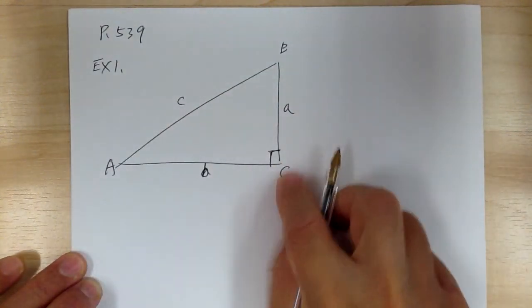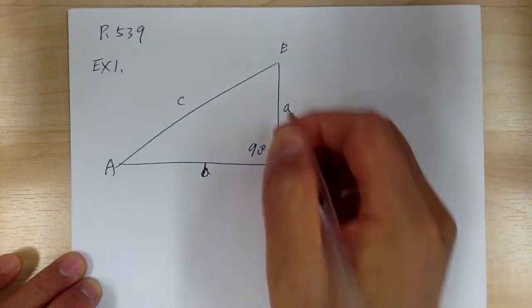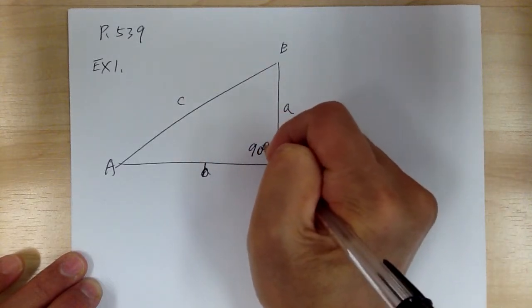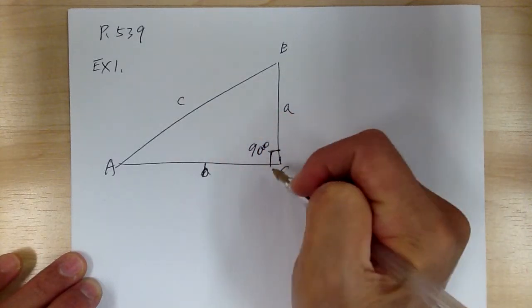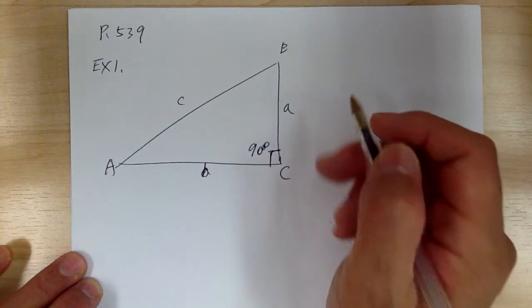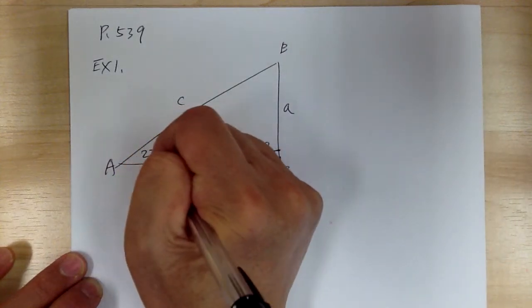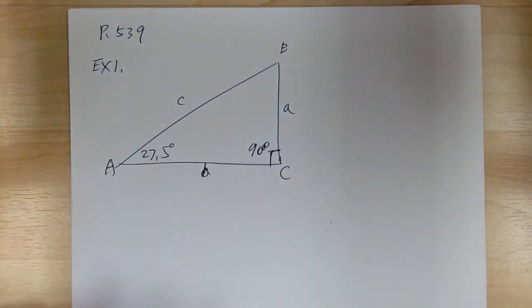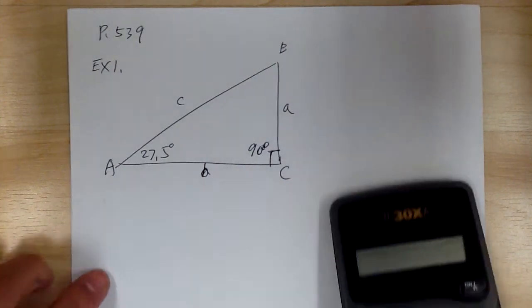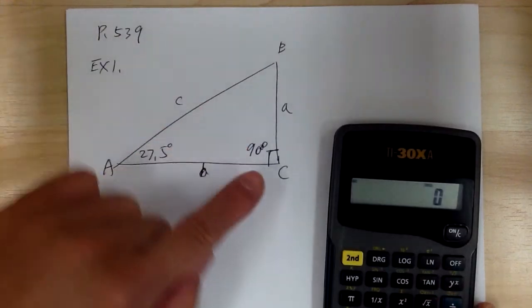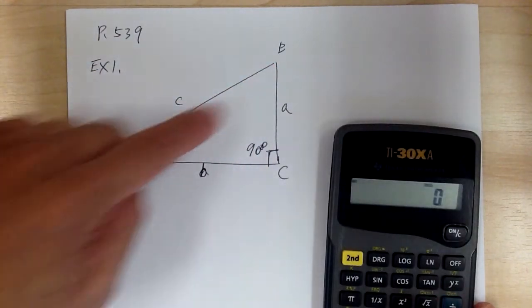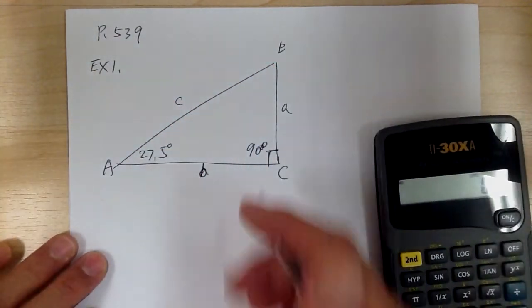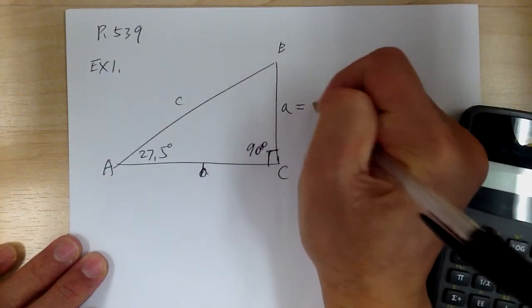So right away, you know angle C is 90 degrees, right? So you can just write your answers on the triangle. And angle A is 27.5 degrees. Again, make your triangle big enough so you have room to label things. And from your geometry, for a right triangle, the acute angles are complementary, right? And it tells you that a is equal to 256.